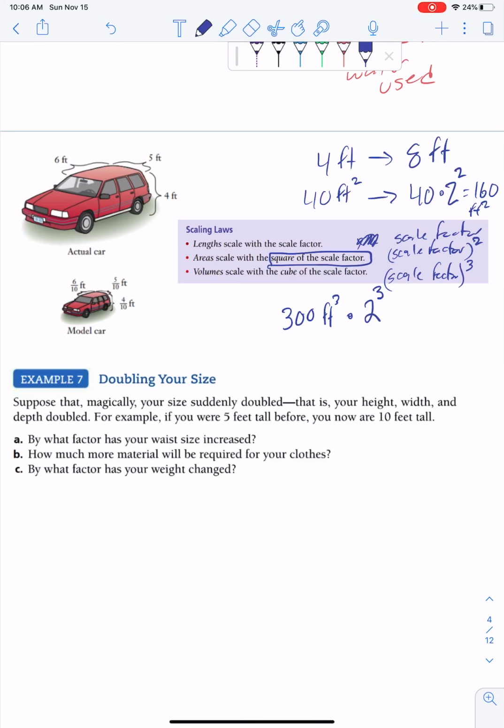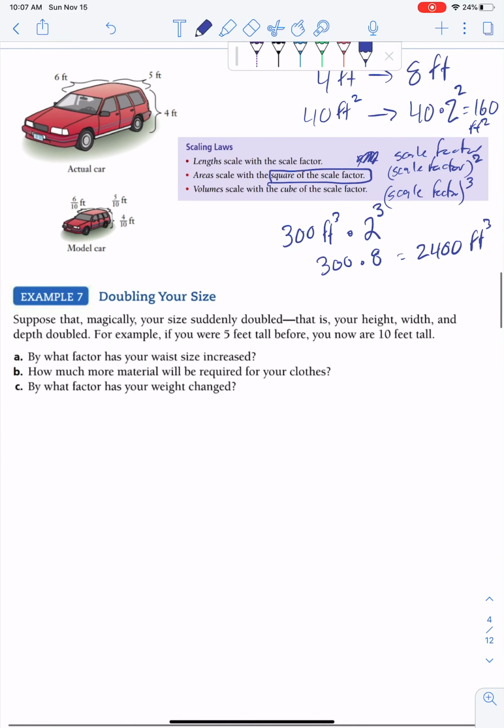Volume is 3-dimensional. So this has to become 300 times 8, which is going to be what, 2,400 feet cubed. So be really careful with scale factor. So here's some examples. If you were to double your size, how does that affect your scale factor? Well, first of all, your scale factor is 2.